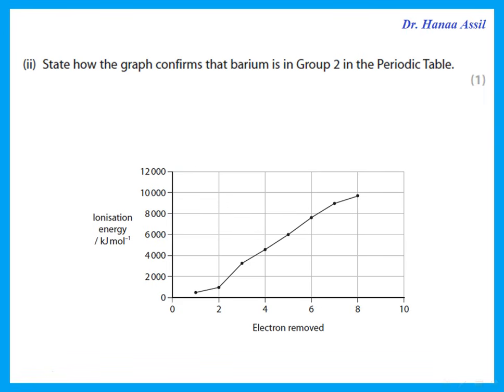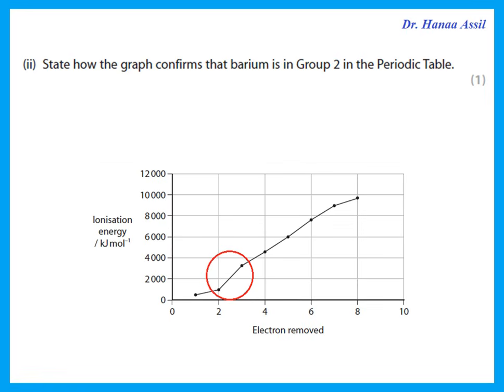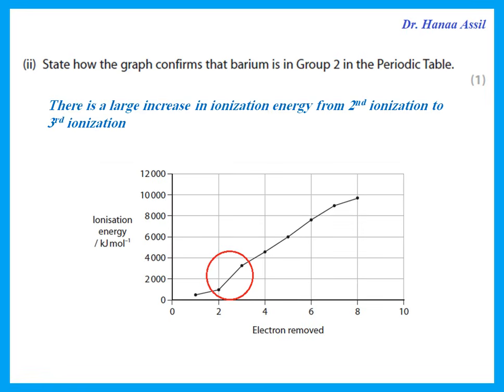State how the graph confirms that barium is in group 2. From this graph, I can tell that barium is in group 2. Why? Because after removing the second electron, there is a huge jump in ionization energy from the second to the third. That means I remove the first 2 electrons, and then in the third, I'm trying to remove an electron from an inner shell nearer to the nucleus, more difficult to remove, so it needs a much higher ionization energy.